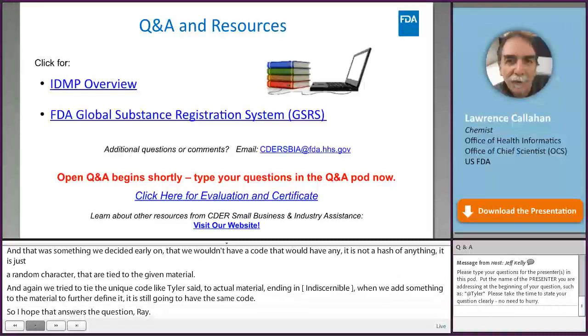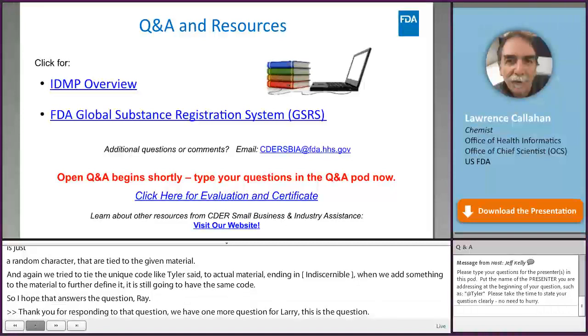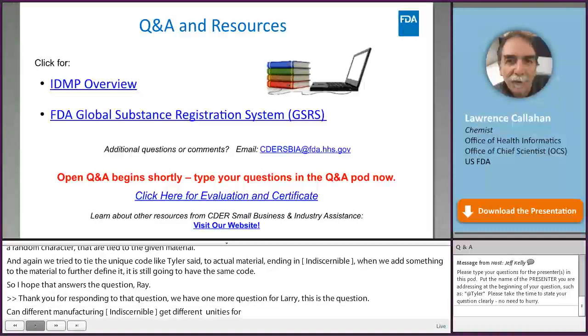Can different manufacturers get different UNIIs for their own versions of a substance? Well, that's sort of a complicated question in some sense. Certainly for a simple chemical, no, they can't. What's meant by a version is always something that's difficult for us to know.